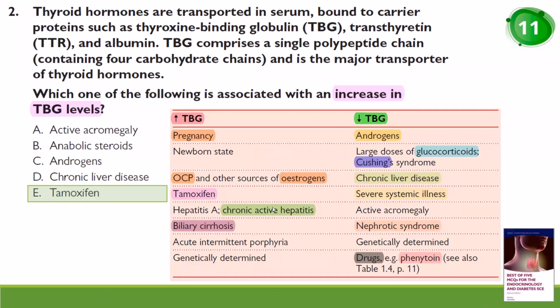So chronic active hepatitis increases TBG, but chronic liver disease decreases TBG. So option D, chronic liver disease, will decrease TBG, but chronic active hepatitis will increase TBG, and this is a very important conflicting point.